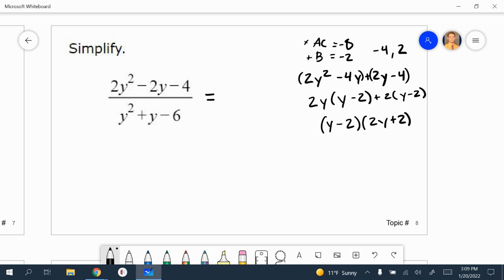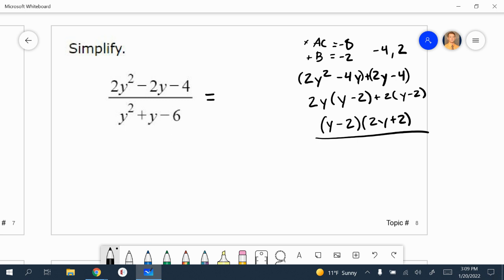More examples of this factoring are in Unit 1, so you'd have to look back there for extra examples. On the bottom, that one we should be able to factor.